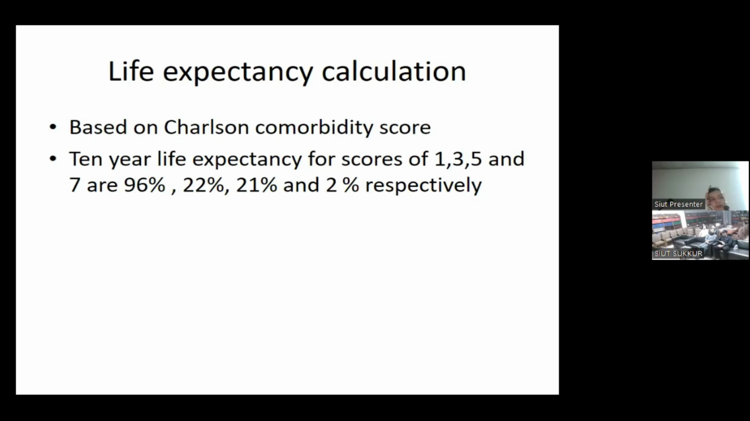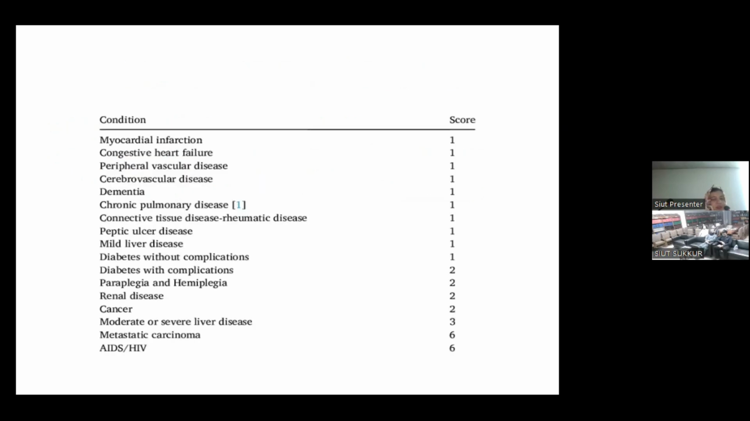Before going for the transplantation, we should also do the life expectancy calculation, which is based on the Charlson comorbidity score. The 10-year life expectancy for scores of 1, 3, 5, and 7 are 96%, 22%, 21%, and 2% respectively. So here's the chart which helps us calculate the Charlson score, showing the different diseases in which the score is 1. If there's any heart disease like myocardial infarction or history of congestive heart failure, peripheral vascular disease, cerebrovascular disease, dementia, chronic pulmonary disease, connective tissue disease, rheumatic disease, peptic ulcer disease, and mild liver disease, the score is 1.